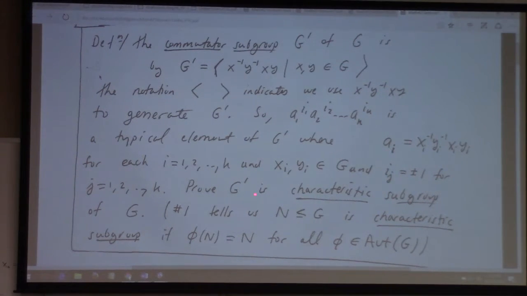We're supposed to prove that G prime is a characteristic subgroup. Now that's defined in number 1. Number 1 told us that N, a subgroup of G, is a characteristic subgroup if it is a fixed subgroup of the automorphism group. In other words, if every automorphism of G fixes N, then it's a characteristic subgroup.